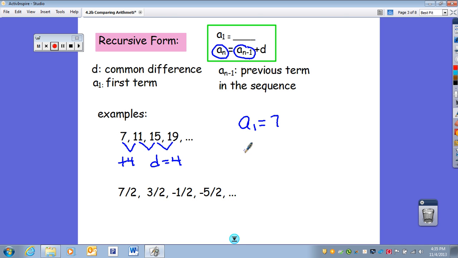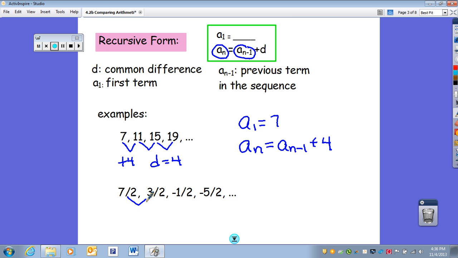And now when we're writing the rule, we simply go a sub n, meaning whichever term I am looking for. All I do is take the previous term, a sub n minus 1, and I am going to add the difference. The difference in my sequence is 4. Let's take a look at the next example.